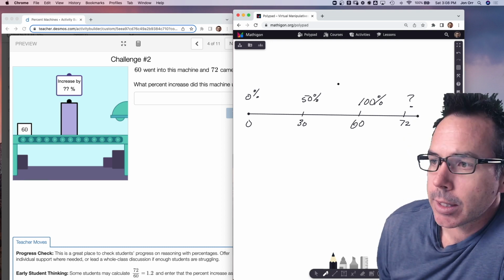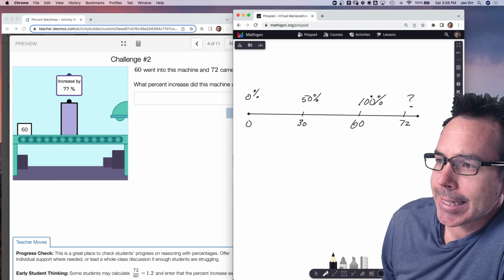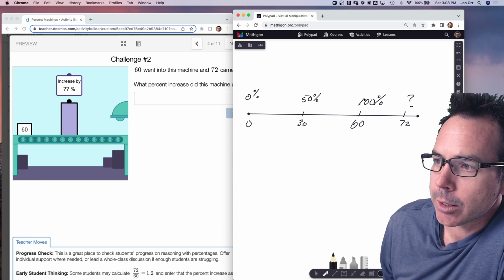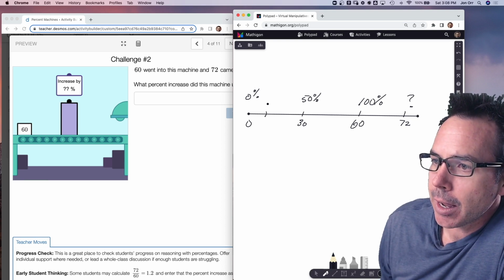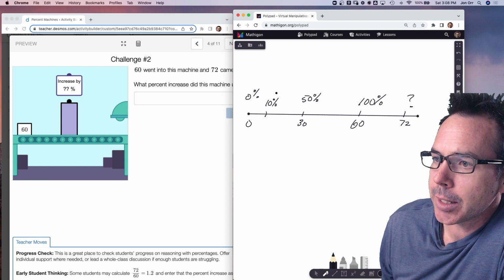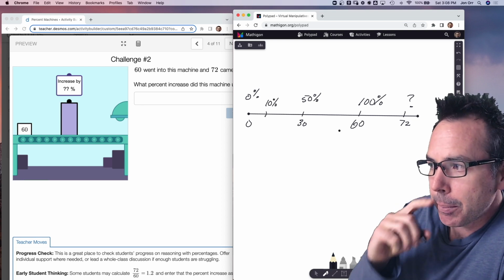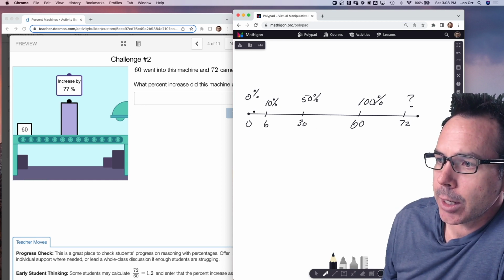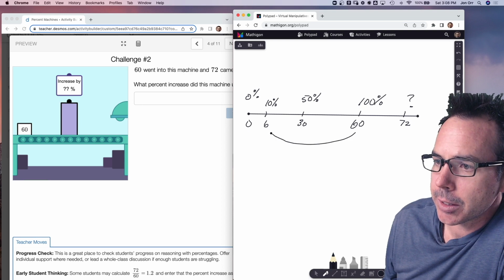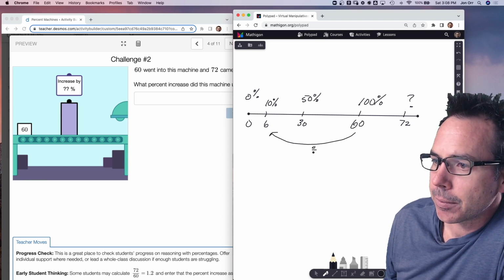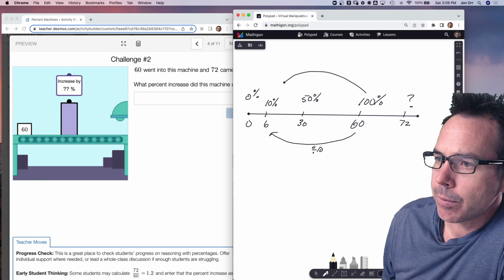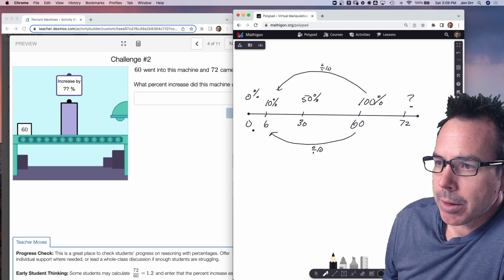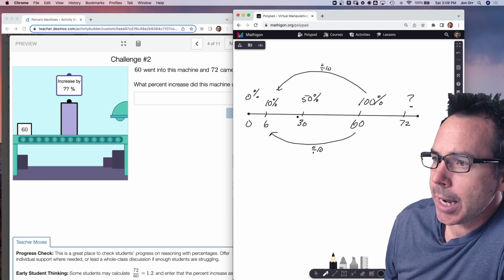I had one student say, if I take 100 and split it up by 10, that should give me 10%. So every 10 increments of 10% should get me back to 100. So that makes 10% here. I split it up into 10. If I split 60 up into 10 equal sections as well, then I get 6 per section. So that's just dividing by 10 right here. We've divided by 10, and now every 10% is 6.